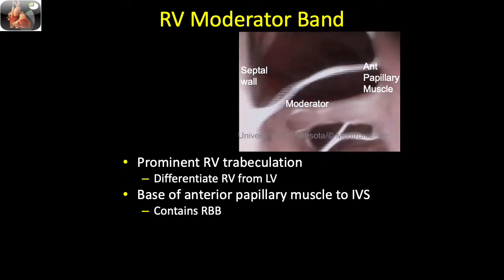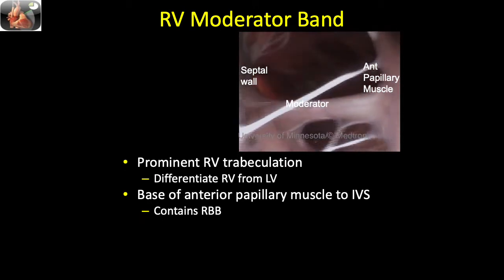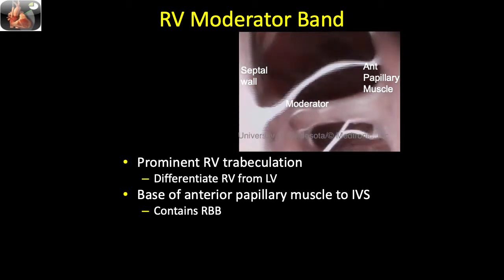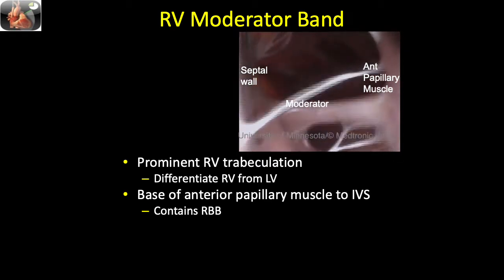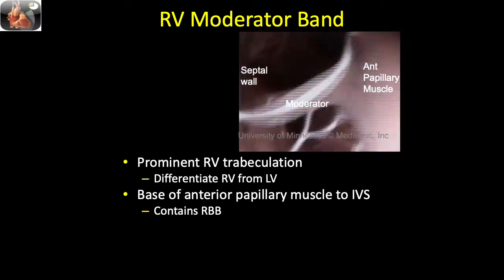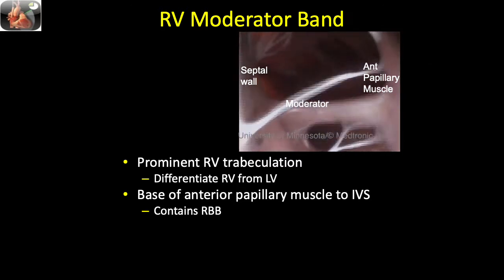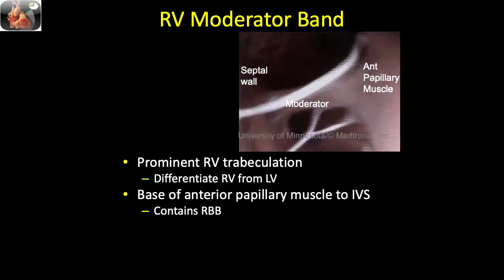The moderator band is a prominent trabeculation of the right ventricle, extending from the base of the anterior papillary muscle to the interventricular septum, which contains the right bundle branch. It is present in most normal adults, but with tremendous individual variations in thickness and shape.